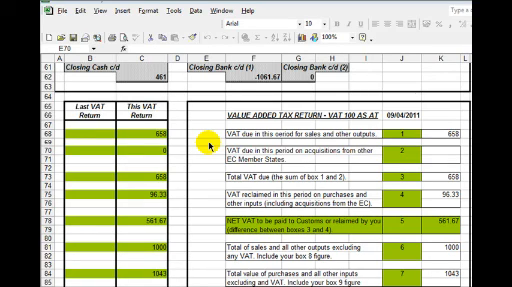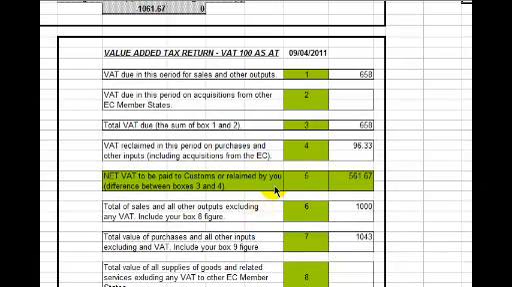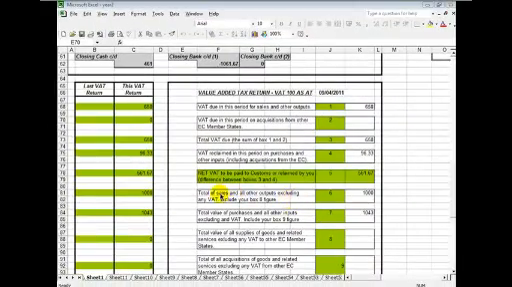Now the way this cash book works out the VAT is basically the standard method, and that is it works out the output tax and it works out the input tax, and then you have the total of your sales and a total of your purchases. So it is actually the standard method of working VAT.